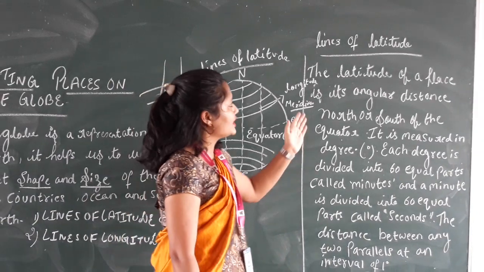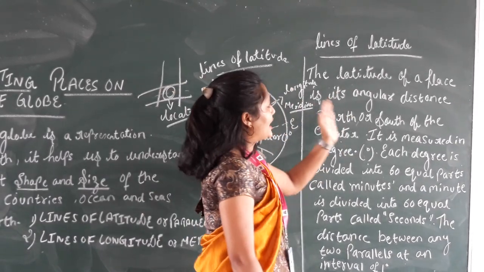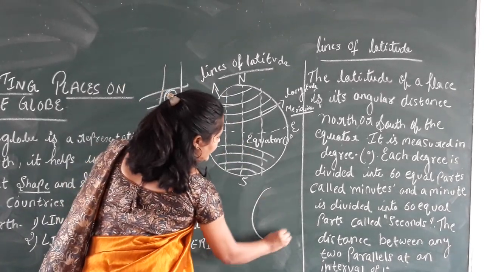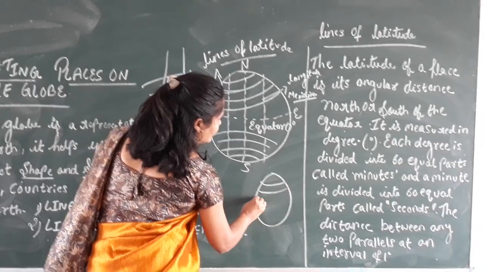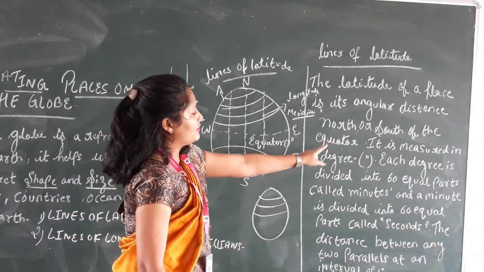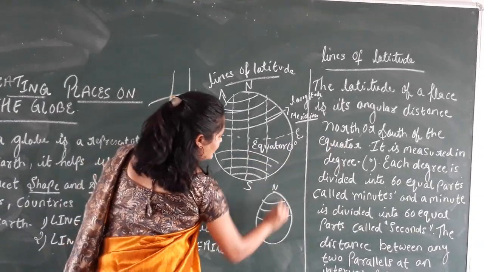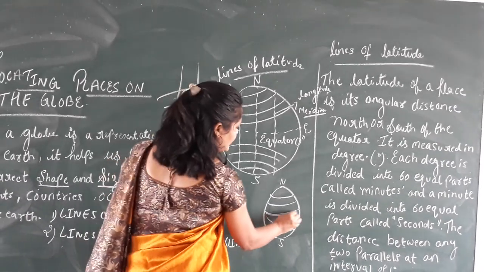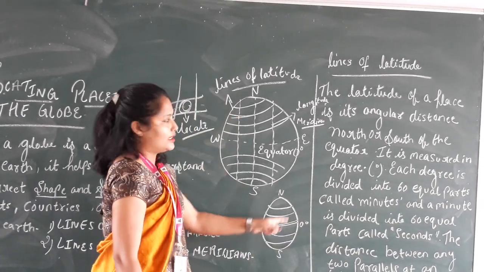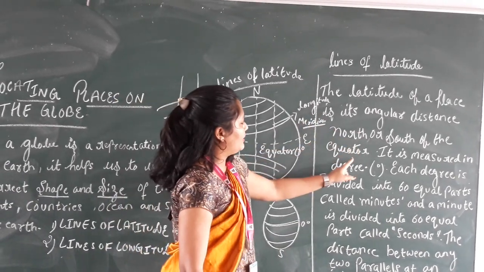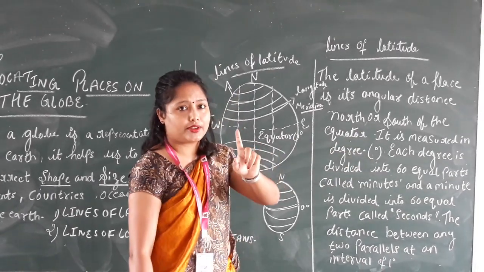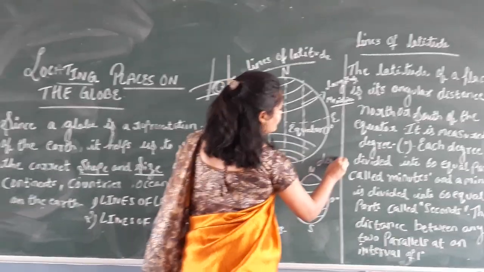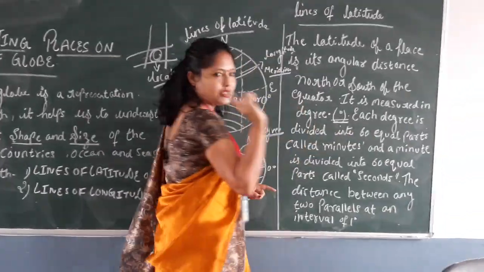Now see, the latitude of a place is its angular distance, north or south of the equator. These are the lines north and south of the equator. In the middle we have 0 degree, that is the equator. Always remember that latitudes are always measured in degrees.